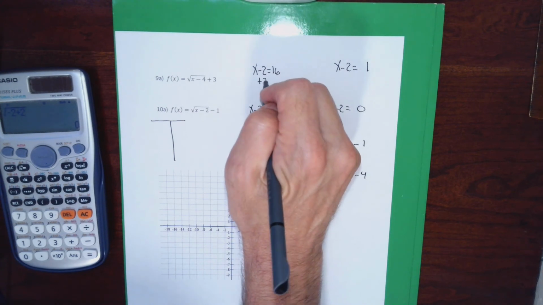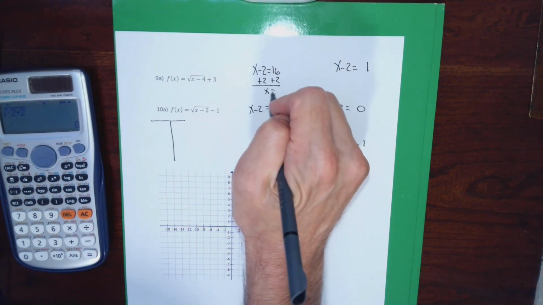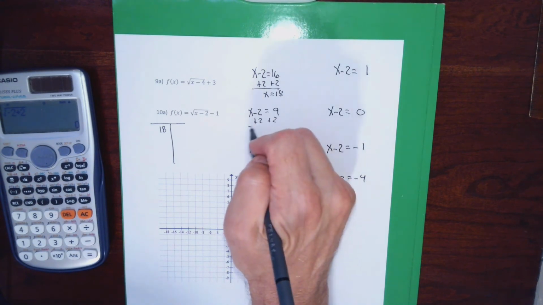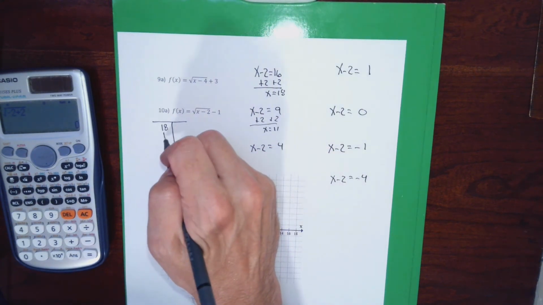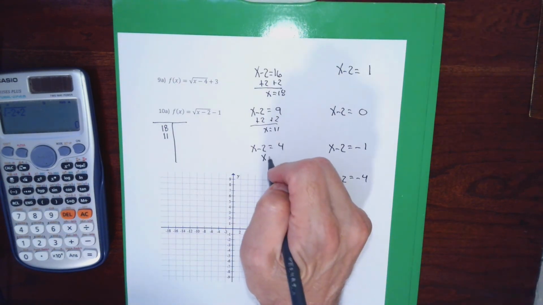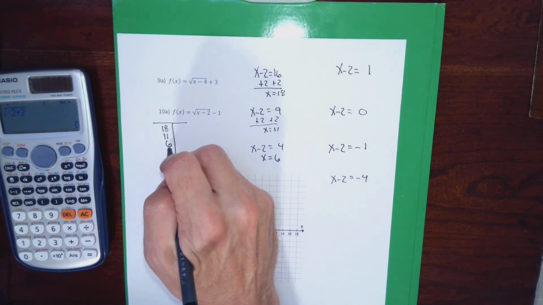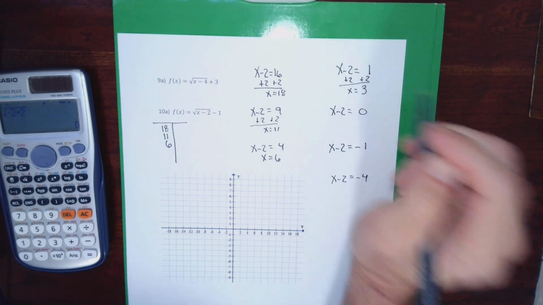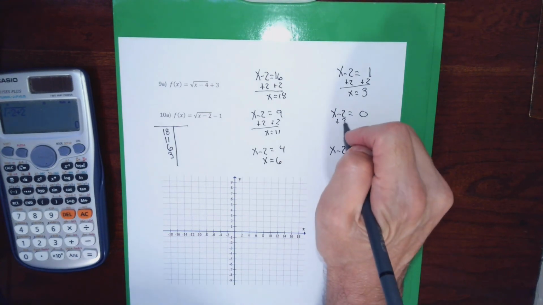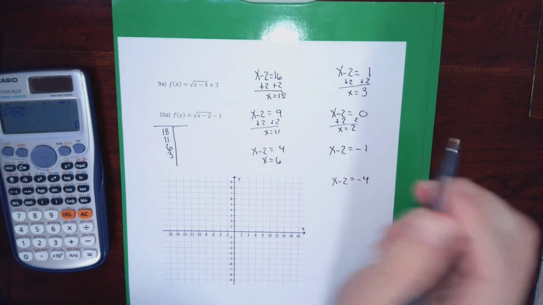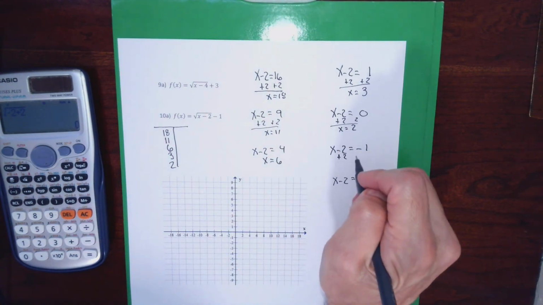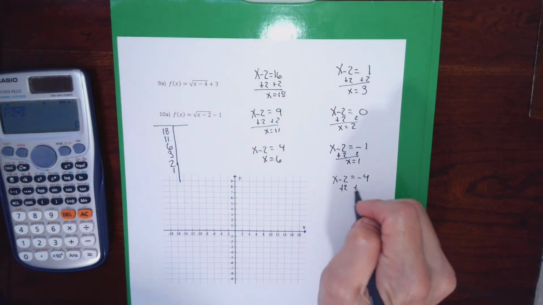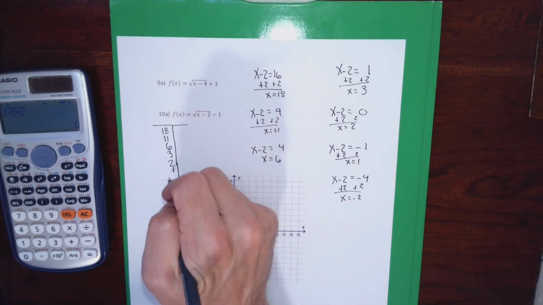My first x, I'm going to add 2 to both sides and get 18. My second x, I add 2 to both sides and get 11. You could do these in your head, don't show the algebra. The next one, I'm going to add 2 to both sides and get x equal to 6. And then add 2 to both sides and get x equal to 3. Add 2 to both sides and get x equal to 2. That's going to be the start of the graph. Add 2 to both sides and get x equal to 1. That's going to be an error. Add 2 to both sides and get x equal to -2. That's going to be an error.